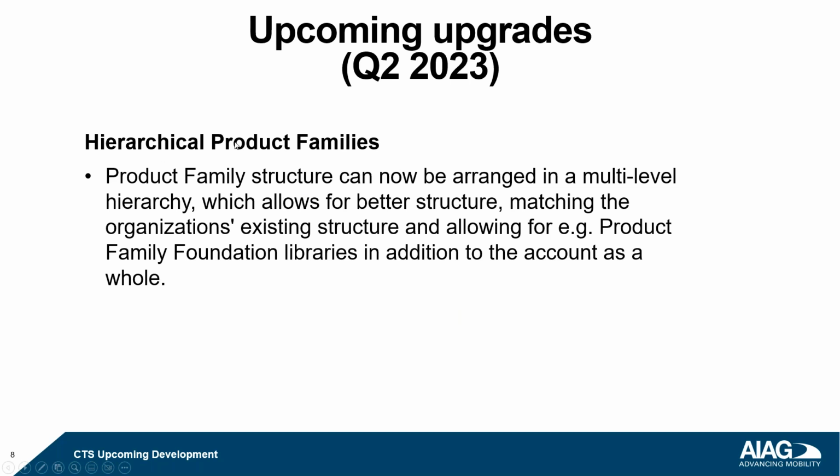Right. Hierarchical product families. Now, I kind of forecasted this a little bit, but we allow you now to structure the product families in a multi-level hierarchy. It gives a better structure, matching your organization's existing structure, and for example, allows for product family libraries and product family foundation libraries, in addition to the account as a whole.